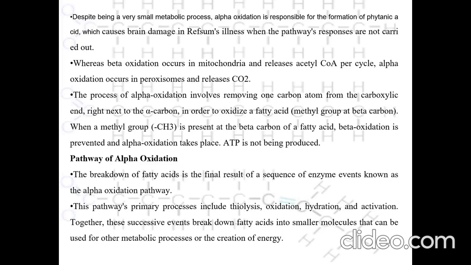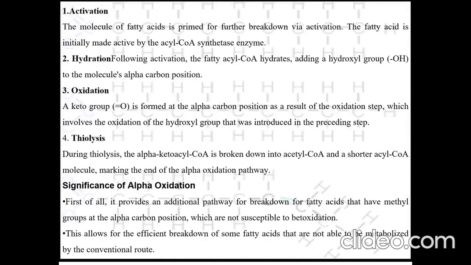This pathway's primary processes include activation, hydration, oxidation, and thiolysis. Together, these successive events break down fatty acids into smaller molecules that can be further used for other metabolic processes or the creation of energy. The molecule of fatty acid is primed for further breakdown via activation. The fatty acid is initially made into acyl-CoA by the acyl-CoA synthase enzyme. Hydration. Following activation, the fatty acyl-CoA is hydrated, adding a hydroxyl group to the molecule's alpha carbon position.